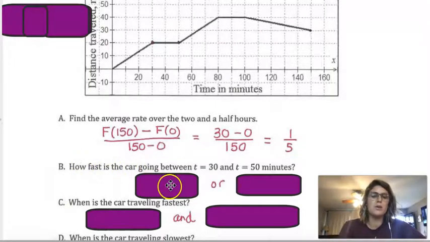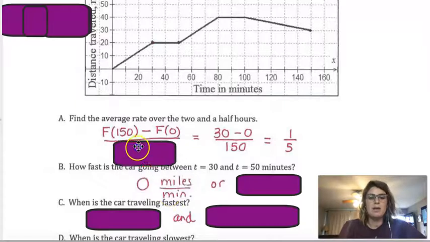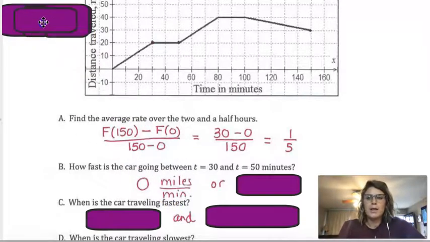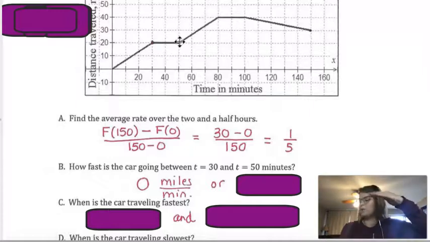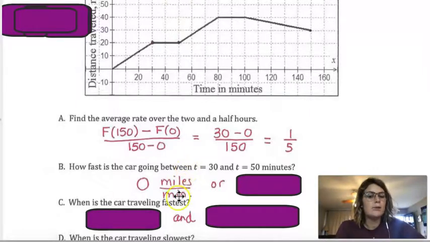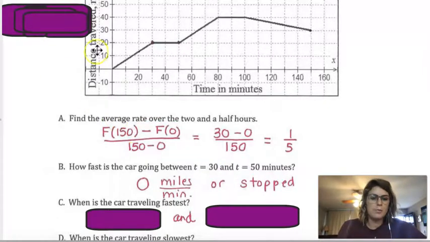How fast is the car going between 30 and 50 minutes? So if we look at our graph from 30 here to 50 here, it doesn't go anywhere. It stays at a horizontal line, which means that it is 0 miles a minute, or that the car is stopped. So they stopped for a couple minutes, 20 minutes.